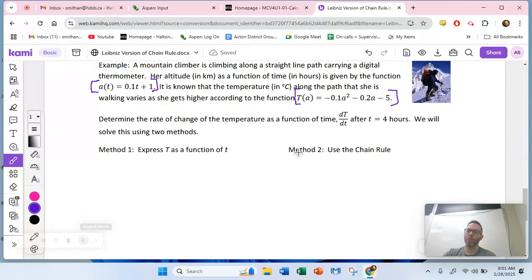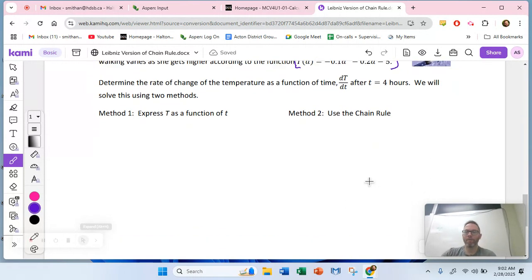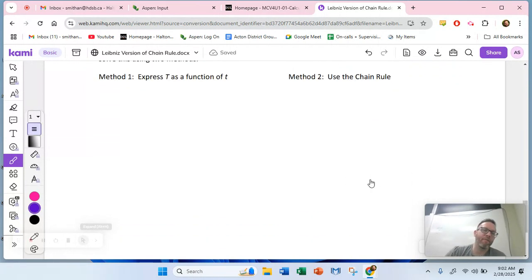The first method: right now, the temperature is a function of altitude. We're going to get the temperature as a function of time, so then we can just find that derivative directly and plug in 4. This method is not too bad if you're really comfortable with your grade 10 math and just expanding and simplifying.